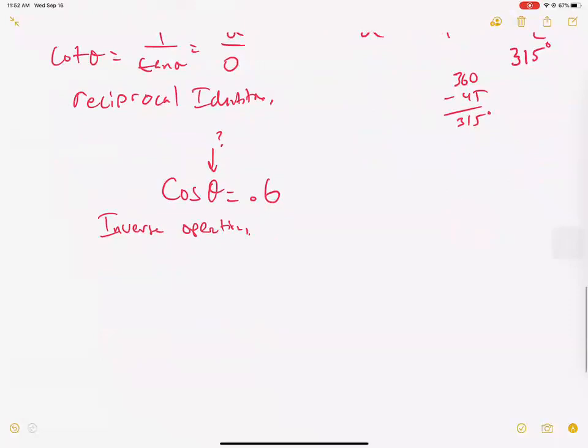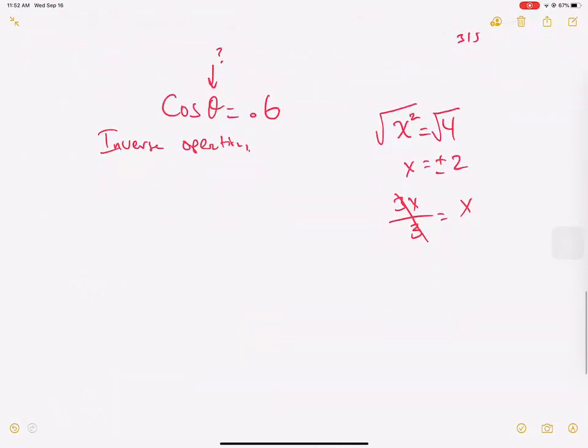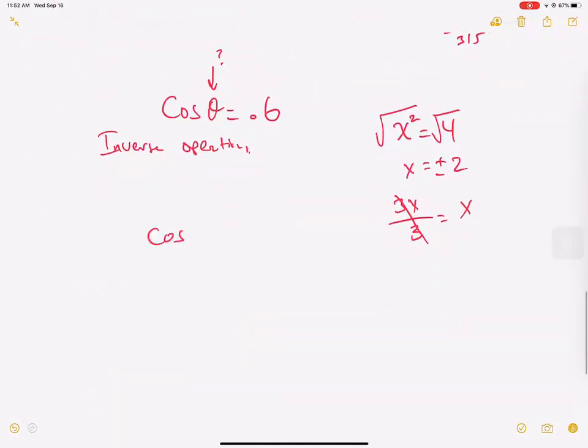Now, you learned in Algebra 1 that when you want to undo a square, you take the square root. That's an operation that we learned, an undo operation. The opposite of multiply is divide, right? So the inverse operation, and you'll learn this in geometry hopefully, that if I want to undo a cosine of theta, we have to do the cosine inverse of theta to both sides.